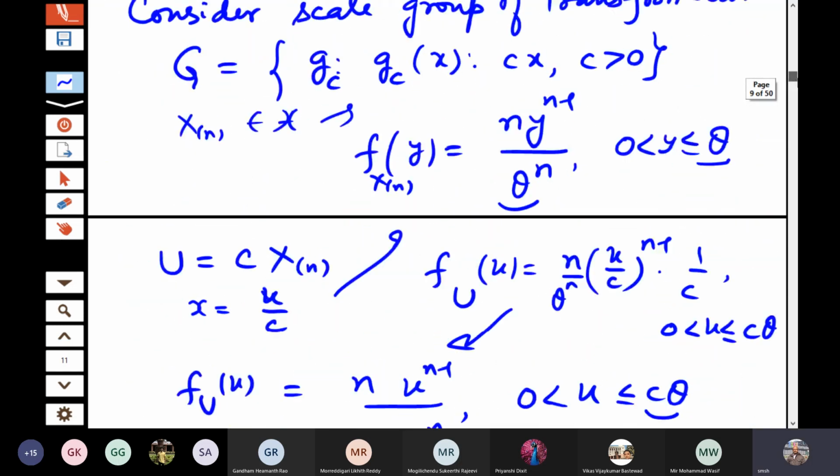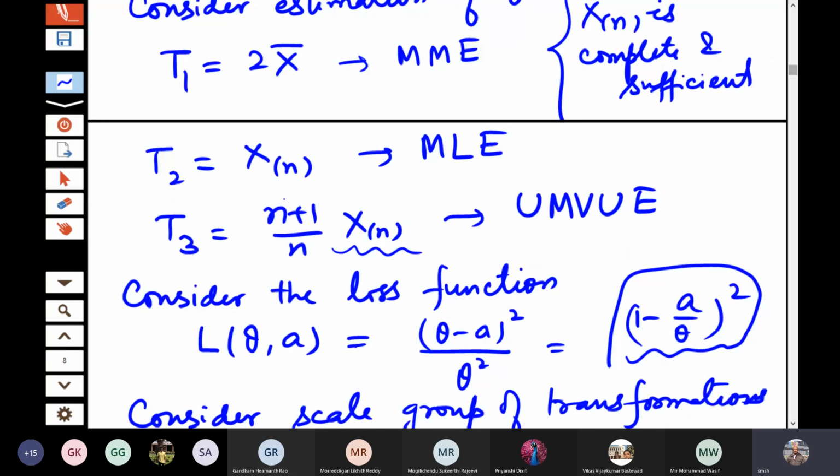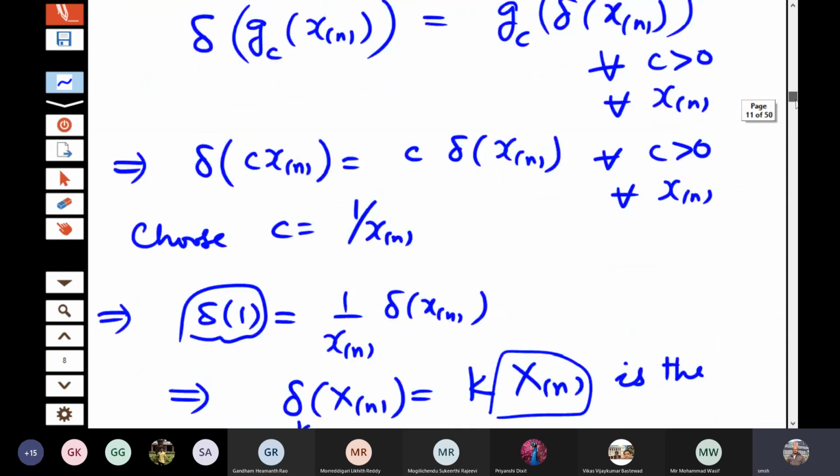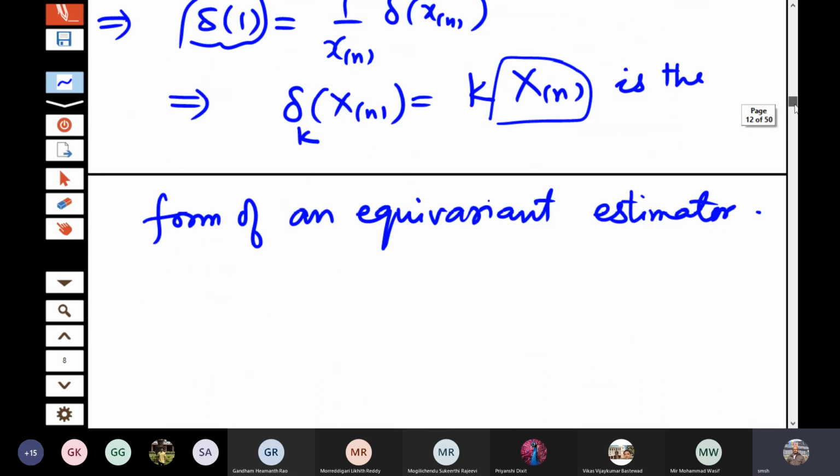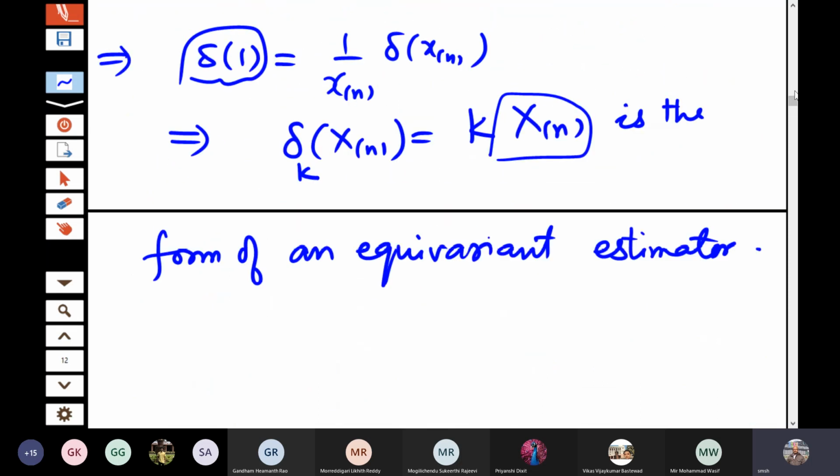So you look at this, I wrote these basic estimators here. That is the maximum likelihood estimator and the uniformly minimum variance unbiased estimator. They both are multiples of Xn. T2 has multiple 1 and T3 has multiple n plus 1 by n. So now it is of interest to find out whether T3 is better than T2, whether we should stop at T3 or there can be any other choice also. Since we know certain mathematics regarding maxima and minima, let us consider the risk function of the estimator.